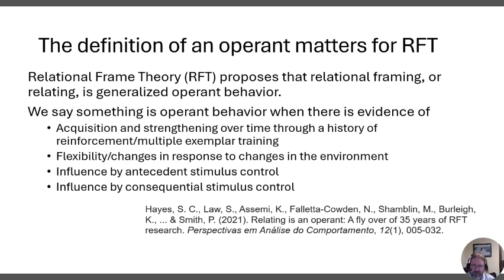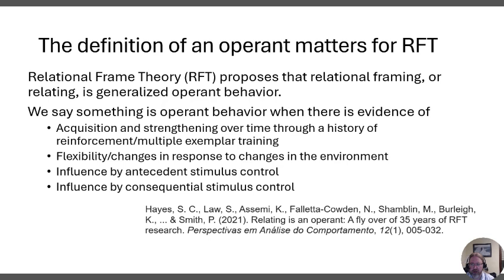Operants should also show flexibility, or changes in responses to changes in the environment. So they should be sensitive to changes in the environment. We should be able to show that we can influence them by antecedents, what we do prior to the behavioral response, and also that they should be sensitive to consequential stimulus control. So what we do afterwards to increase or decrease the rate of responding should show those patterns. All of those pieces together are what we would look for to say something is an operant.